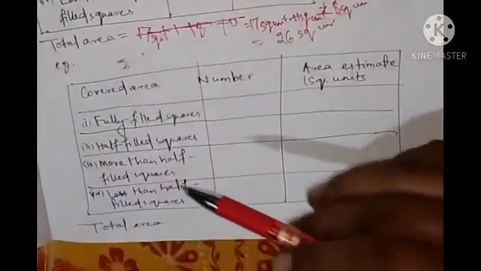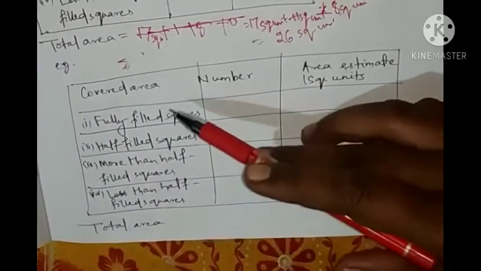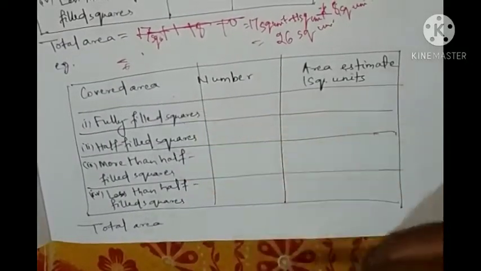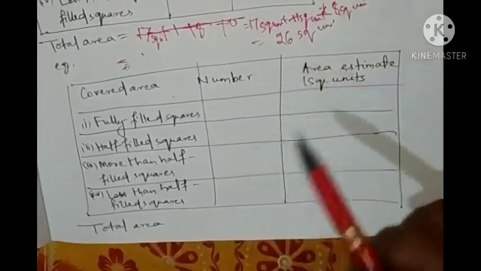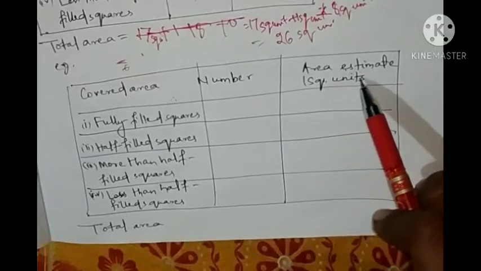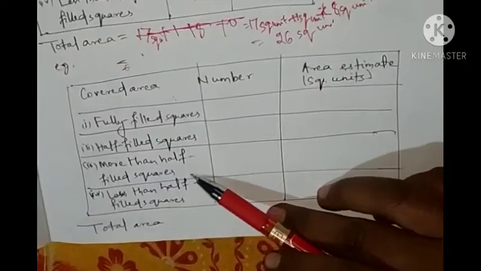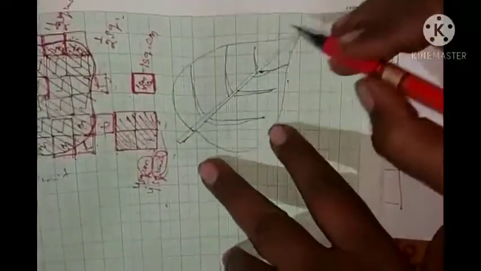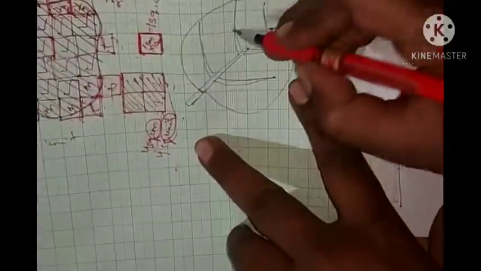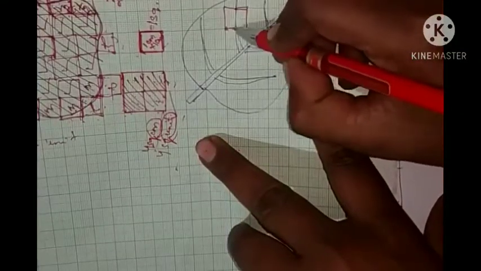So for this, first we have prepared a table. Here covered area, number and area estimated, that is in square units. We'll write fully filled squares, half filled squares, more than half filled squares, less than half filled squares. So let's see. First is fully filled squares. Look here. Fully filled square, we'll mark it. This is a fully filled square.